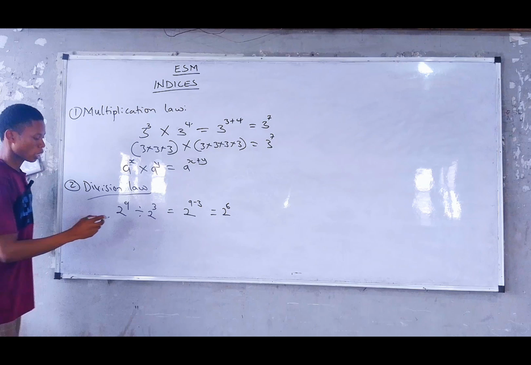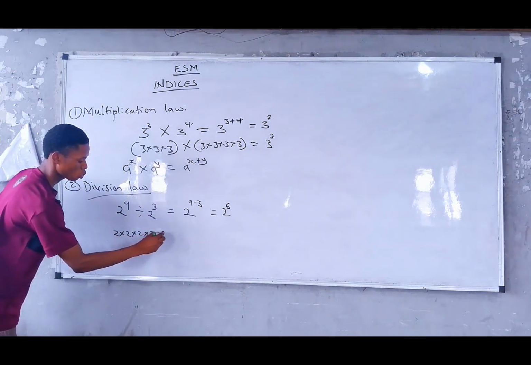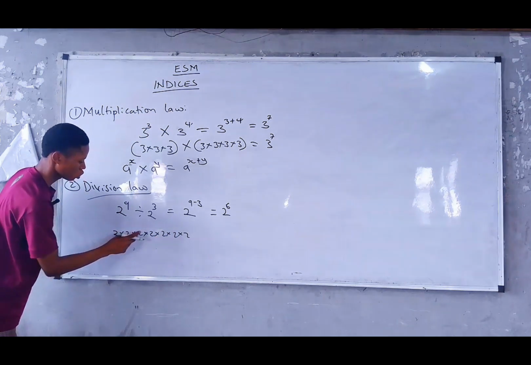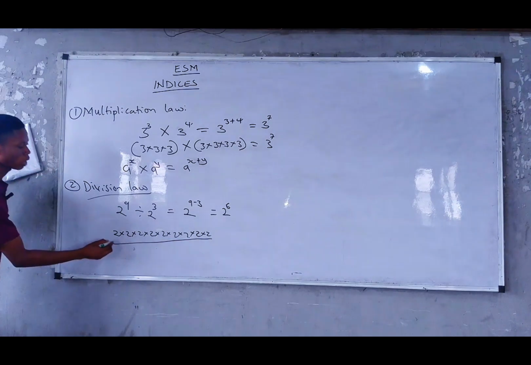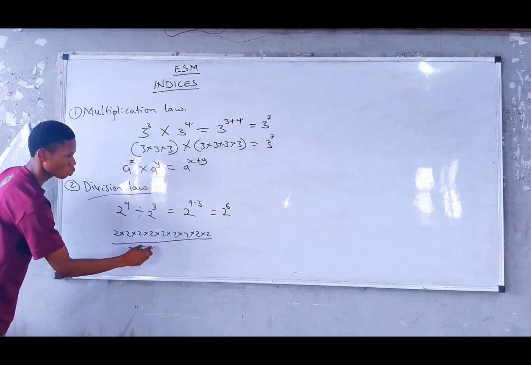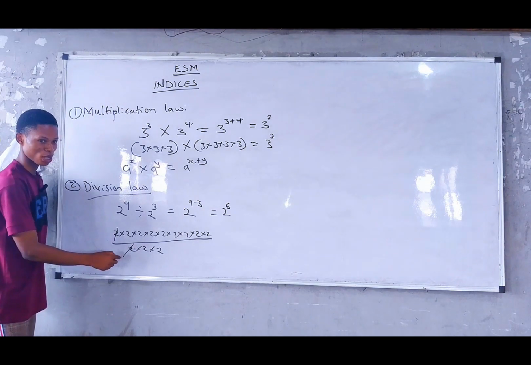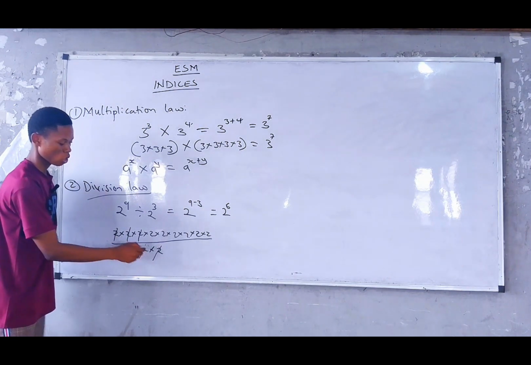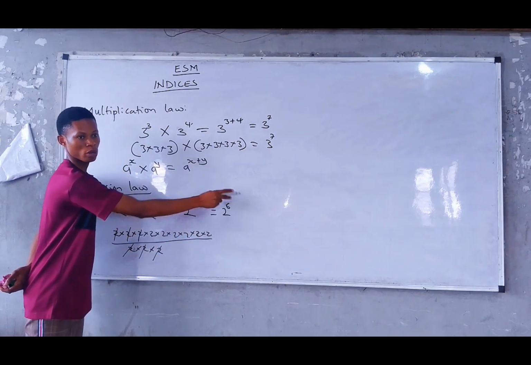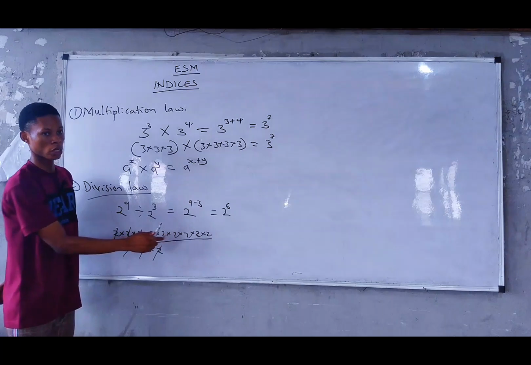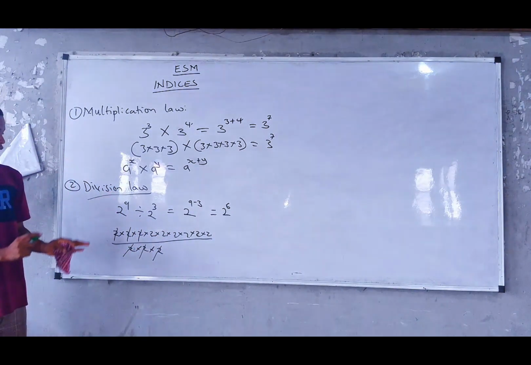You agree with me that 2 raised to power 9 is the same thing as 2 times 2 times 2 times 2 times 2 times 2 times 2, 1, 2, 3, 4, 5, 6, 7, 8, 9. All over 2 raised to power 3, which is 2 times 2 times 2, right? And in primary school, you say this cancels this, this cancels this, this cancels this. We are left with 1, 2, 3, 4, 5, 6, which is the same thing as 2 raised to power 6, right? So you see that this is correct. Do you understand that? So this is the division law.